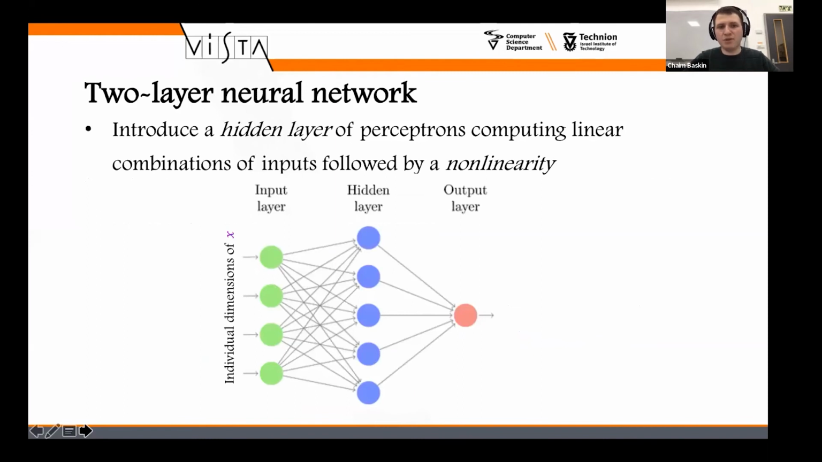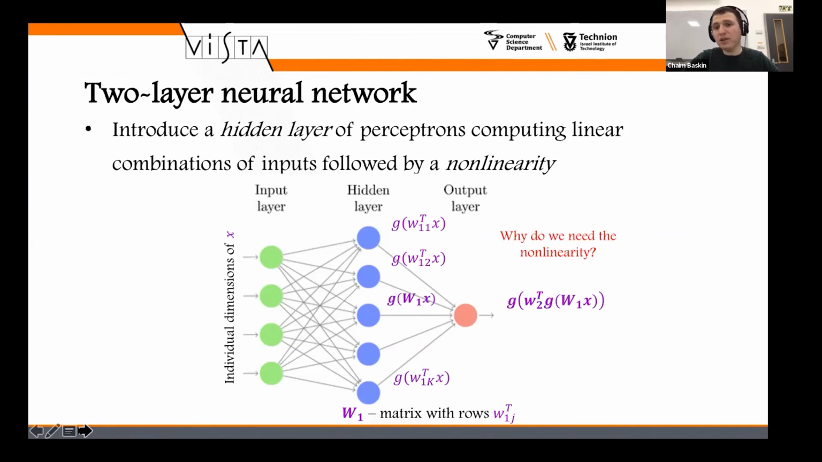Another option is two-layer neural networks, where you have an input, a hidden layer and an output. But in the hidden layer, we apply a non-linearity. So we first calculate the outputs, this is the matrix with outputs, and then we have G, where we apply the non-linearity. Why do we need the non-linearity? Yes, as we talked about, for finding more complex relations, of course.